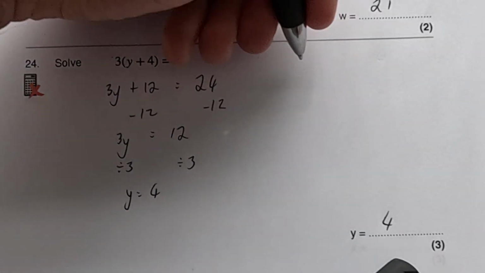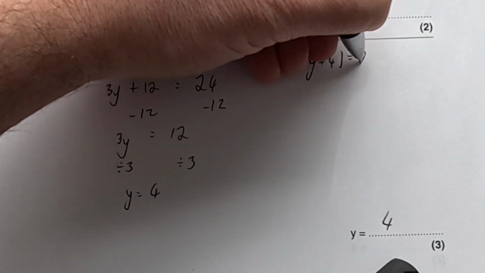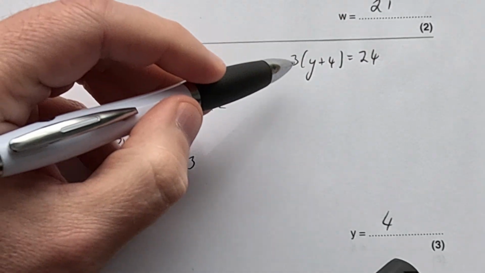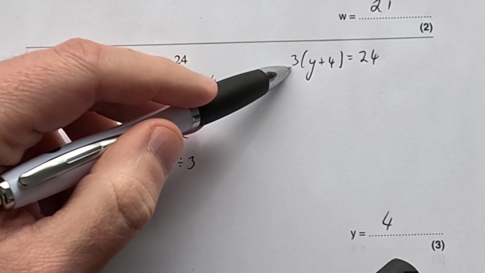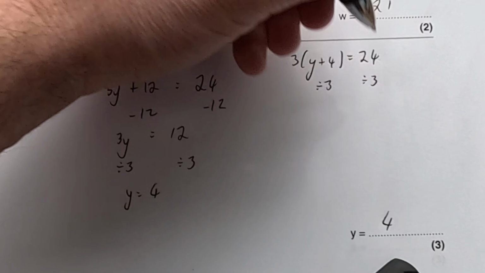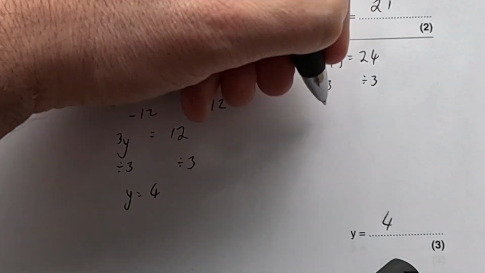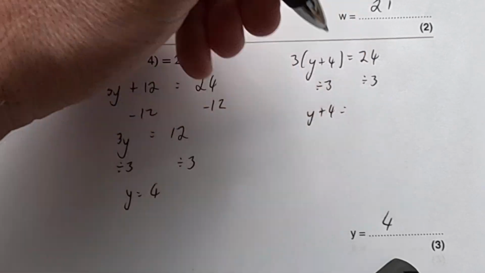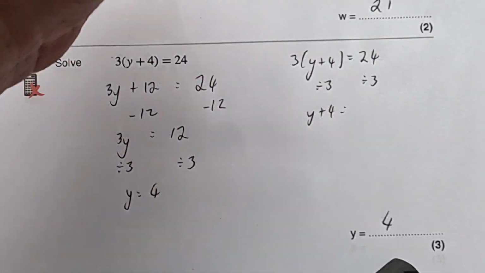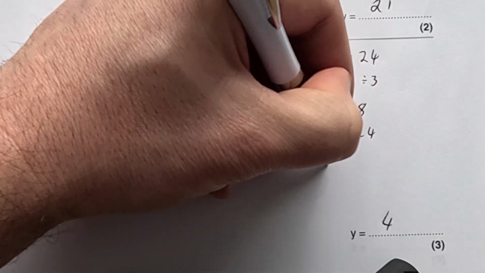You could, if you wanted to, I'm just going to write it down here, 3 bracket y plus 4 equals 24. You could actually divide both sides of the equation by 3 to get rid of this times by 3. So you could divide by 3 and divide by 3. On the left hand side, you're dividing by 3 to get rid of the times by 3, so we'll just be left with y plus 4. And on the right hand side, we'd have 24 divided by 3, that's equal to 8. And then just take away 4 and take away 4, and you'll get that y equals 4.